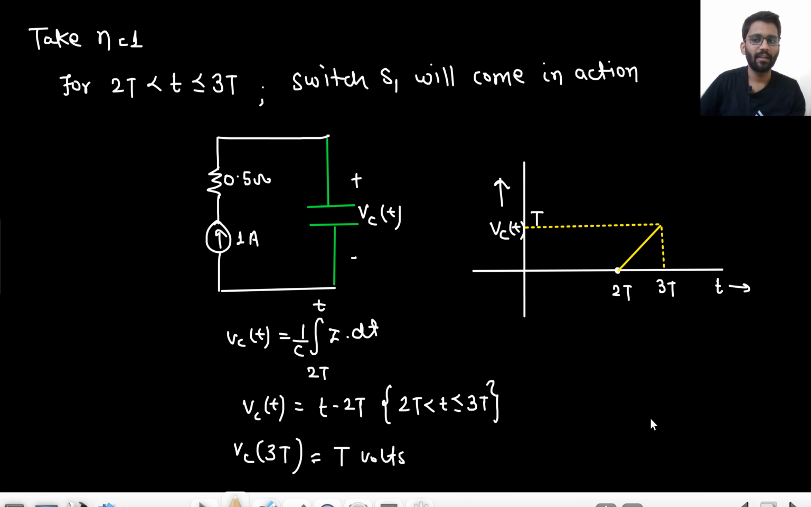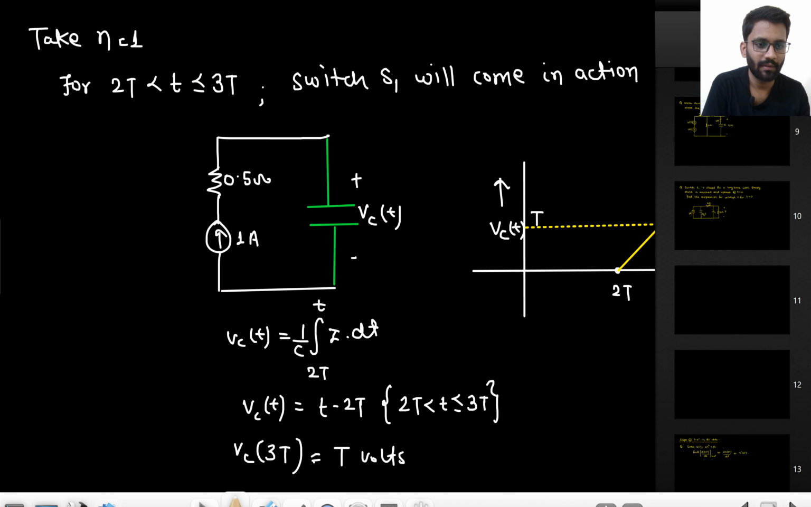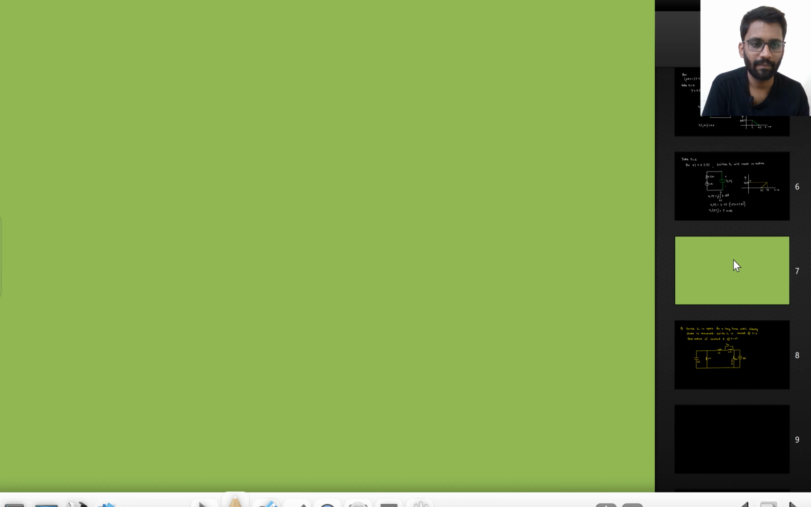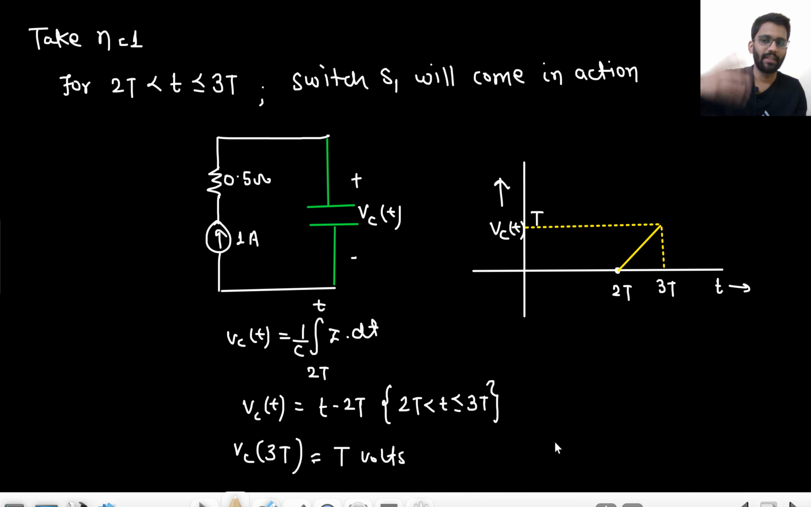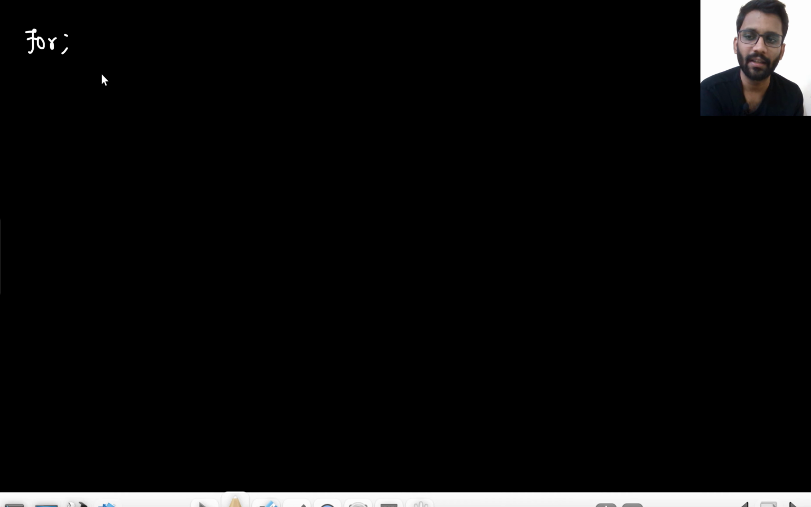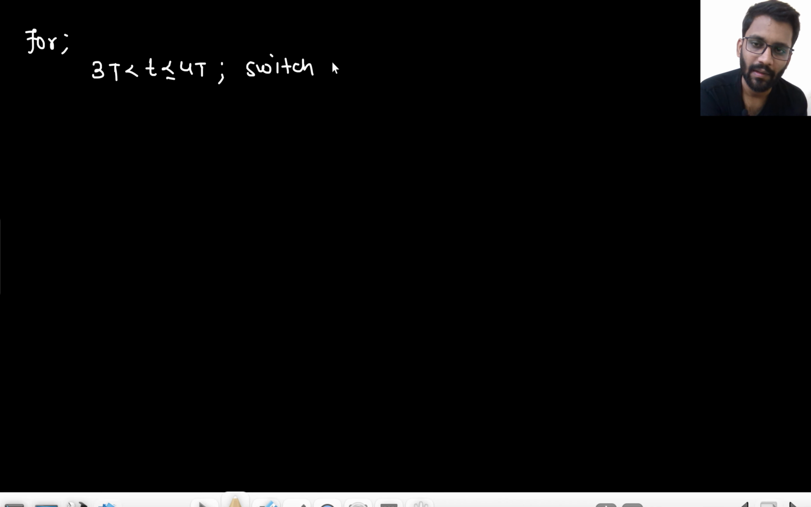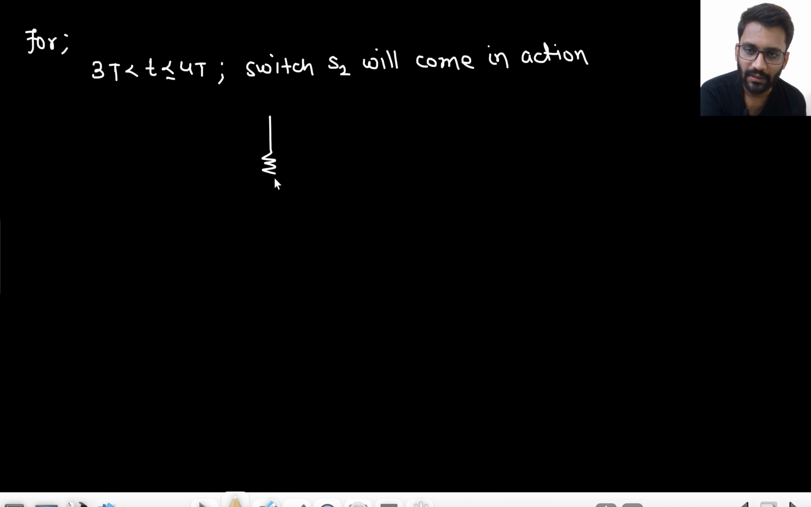This T voltage is developed. This is a simple problem actually, nothing difficult here. I am just solving it, so it is taking so much time. But if you just see the circuit, it won't be that much of a difficulty for you, right? For 3T to 4T, switch S2 will come in action. There is this 1 ohm resistance that is of no use.